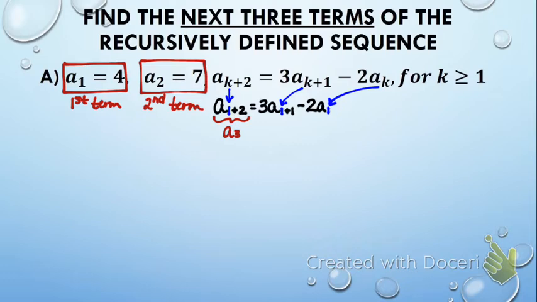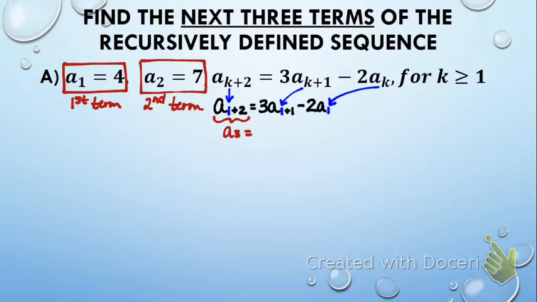Are you guys okay with that so far? That piece after the comma where it says for k greater than or equal to 1, do you remember we said that we have to start with the first term? There is no 0th term, just like there's no 0th row in a theater. That's all that is saying. Our k value can't be any smaller than 1.